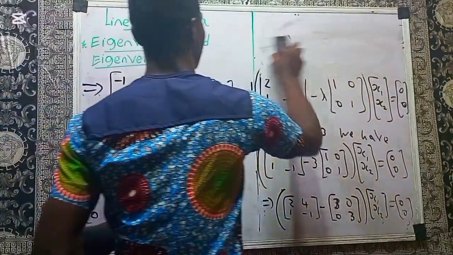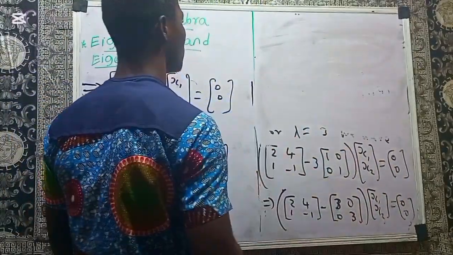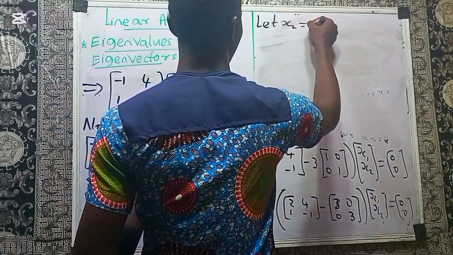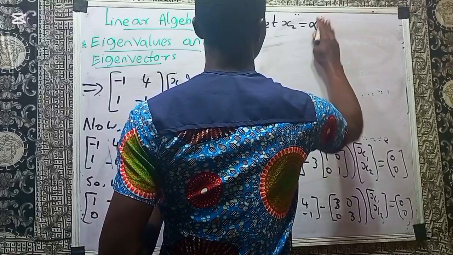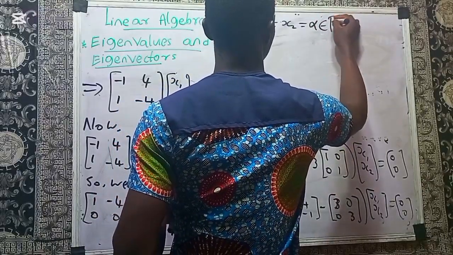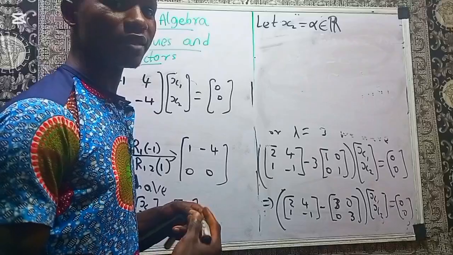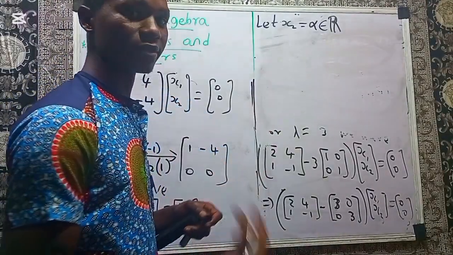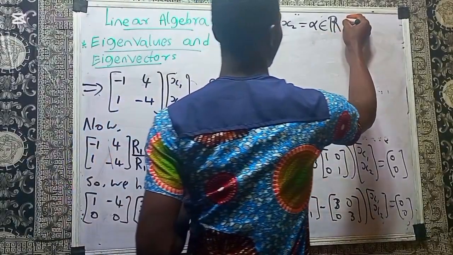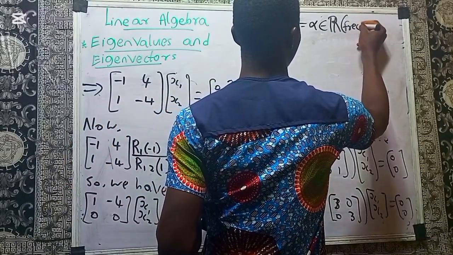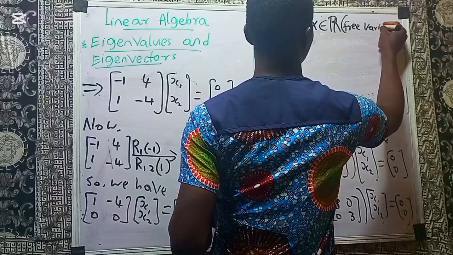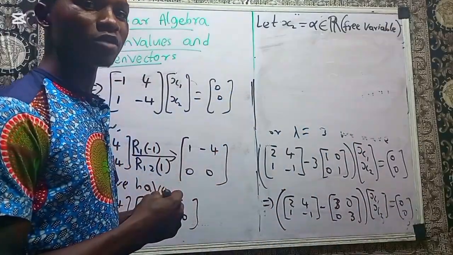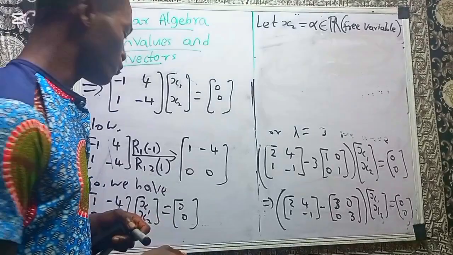So we are going to call it a particular constant. We can call it alpha. So you say let x2 be equal to alpha. This alpha will be a real number, right? Because the entries of your matrix representation are real, right? So alpha will be a real number, and we are going to call it a free variable. So this is what we have. Once you have done that, you can now do the multiplication and solve the equation.